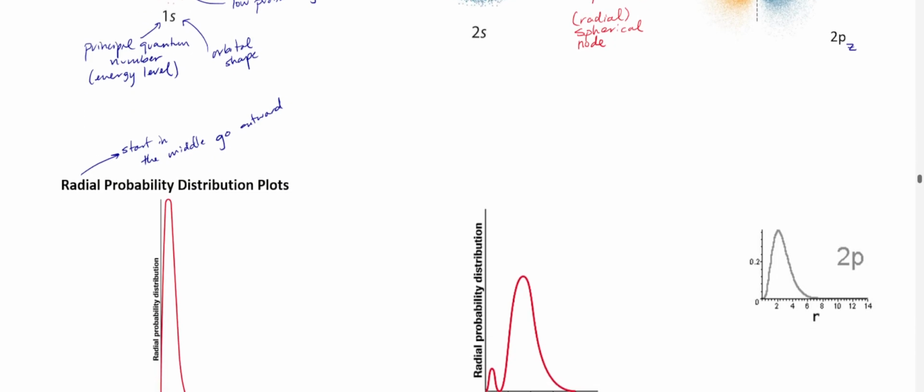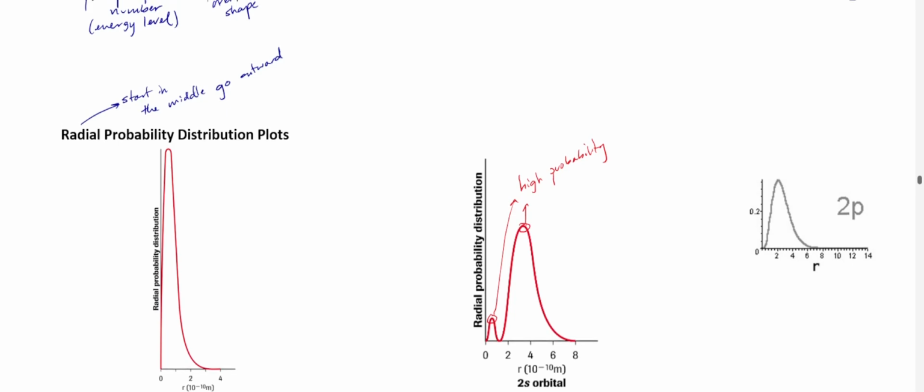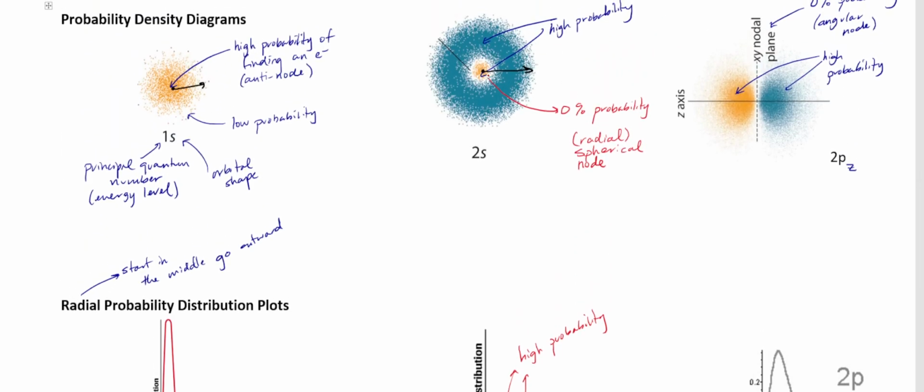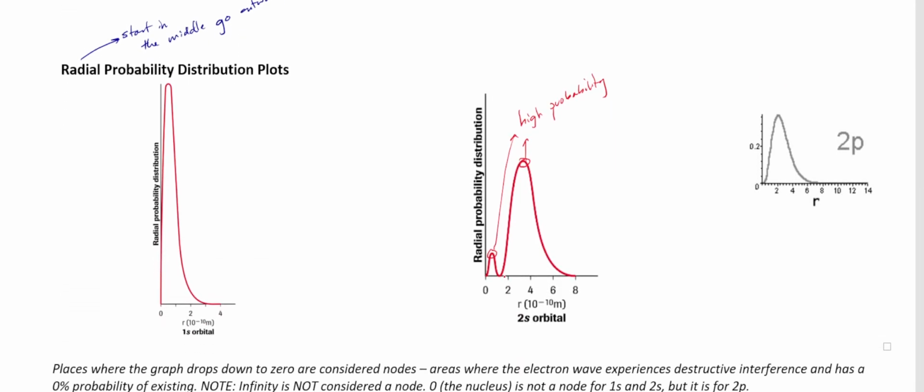Let's look at the 2s radial probability distribution. Well, we can see right here, in fact, we have two regions of high probability. And in between these two regions of high probability, it drops down to 0, which makes sense because there is a spherical node in between those two regions of high probability. So this is your location of the node.